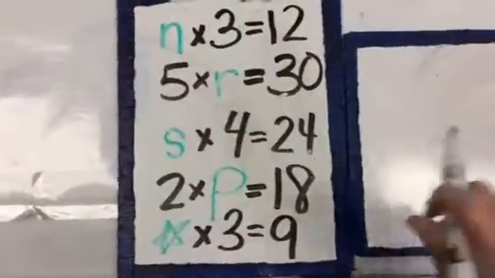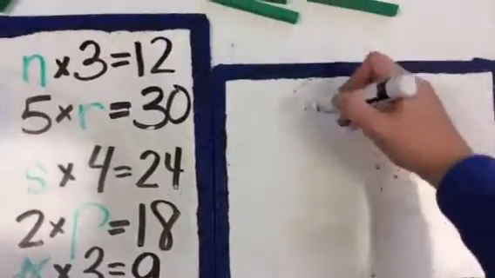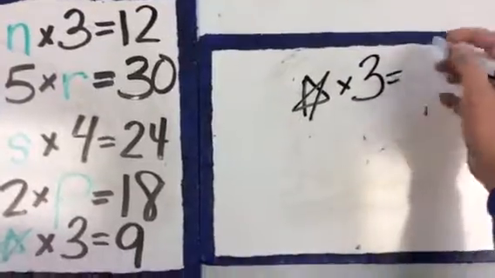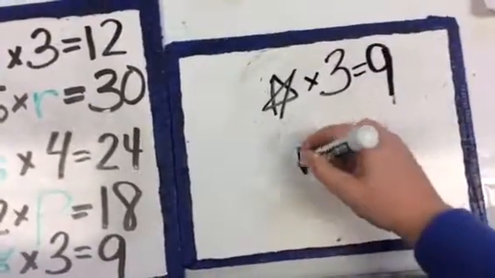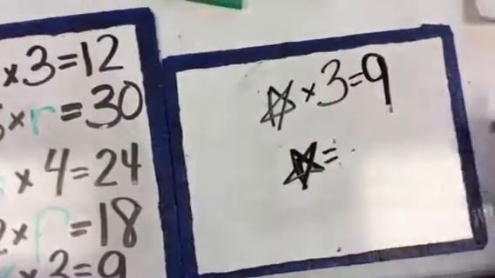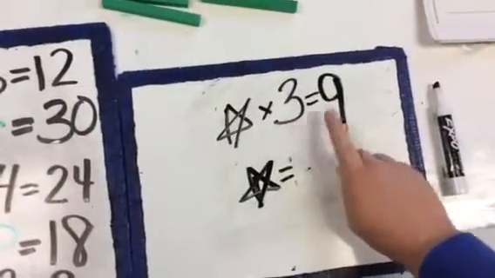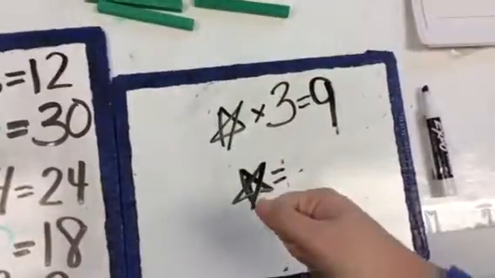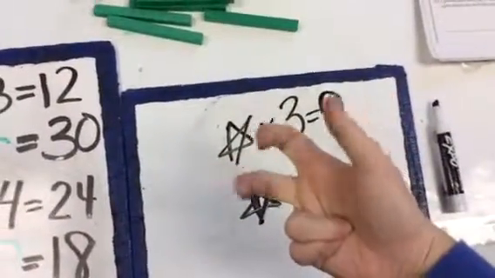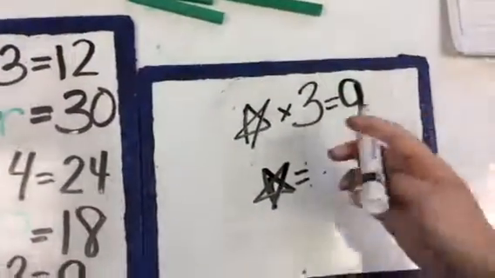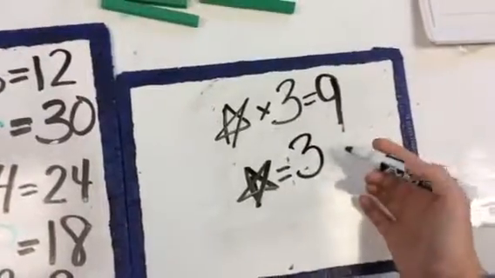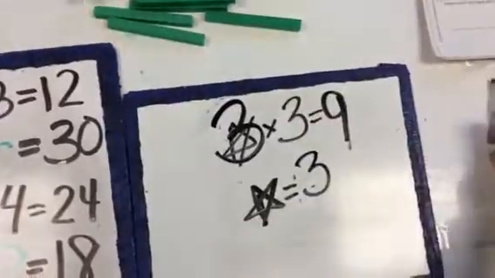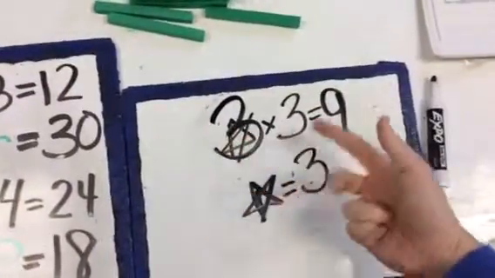All right. Let's try star times 3. Got to figure out what the star equals, so that when I times it by 3, I get to 9. So what does the star equal? Let's sing our 3 song until we get to 9. 3, 6, 9. How many fingers is that? 3. So star is probably a 3. Let's put a 3 here and see. 3 times 3. I'm going to sing my 3 song. 3, 6, 9. Yep, that works.